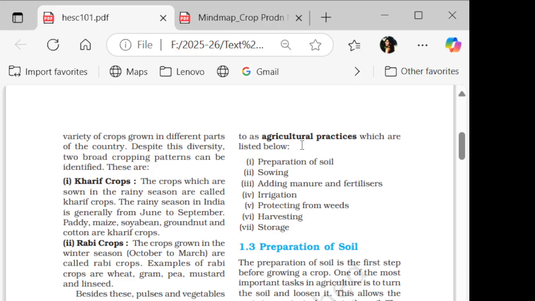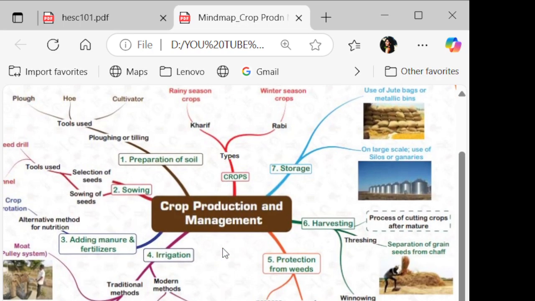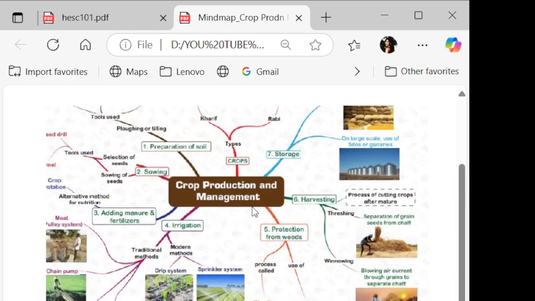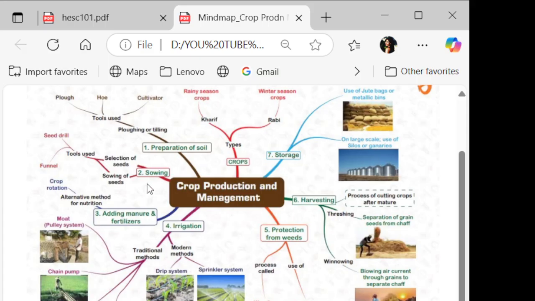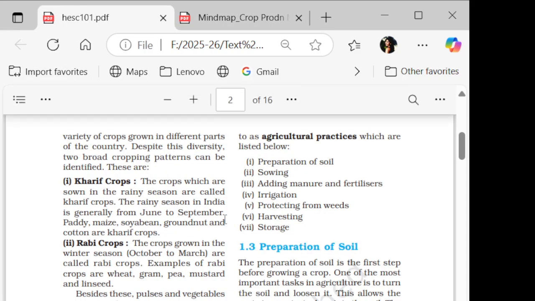Now there are certain stages of agricultural practices. See, I have got a mind map from Butterfly HFS, which is a very good one, so I am showing it to you here. There are different stages of crop production. If you have a look here, the very first stage is preparation of soil, and then comes selection of seed. Proper selection of seeds is required. Then sowing, then adding manure and fertilizers. Then comes irrigation, and after that protection from weeds. Then after that harvesting once the crop is grown, and then storage. So these are the different stages of agricultural practices. We'll look at them one by one.